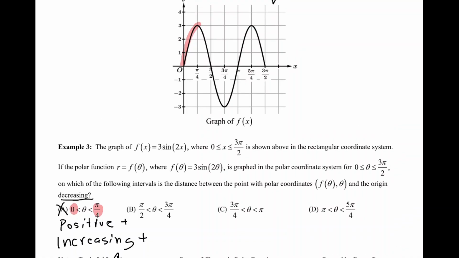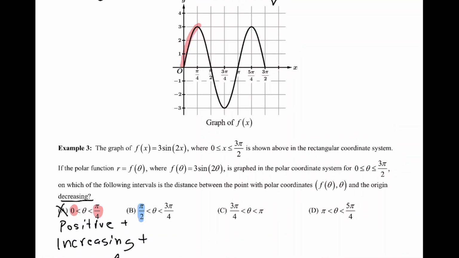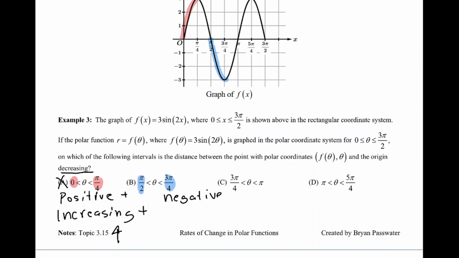If I look between pi over 2 and 3 pi over 4, here's pi over 2 to 3 pi over 4. That's negative and decreasing. Negative because it's under my x-axis. Still decreasing because it's going down. Again, these both match. Negative and decreasing means this is increasing the distance. So it's not B.